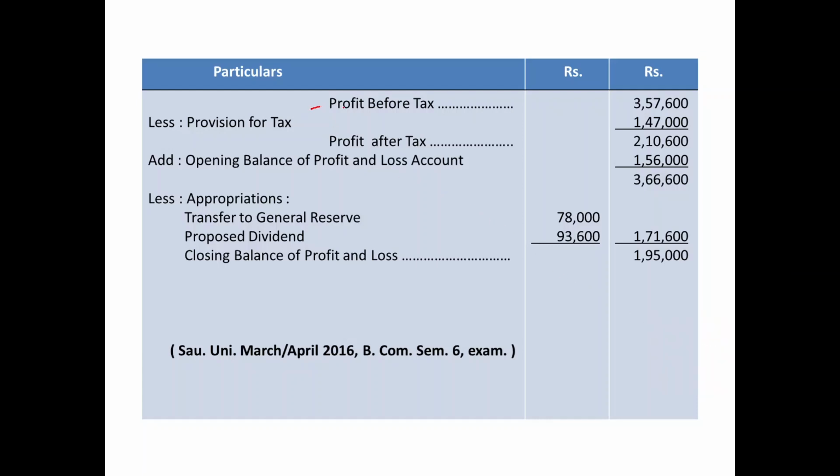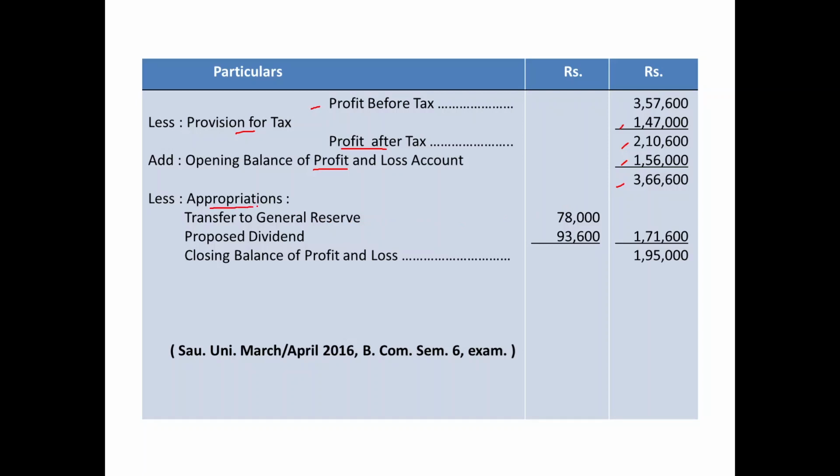Profit before tax, then income tax provision for the current year 1,47,000, and then afterwards this is the profit after tax. Normally we call this PAT, profit after tax. It is the net profit of the current year, 2,10,600. Then afterwards the opening balance of profit and loss account has been added, 1,56,000. That gives 3,66,600.